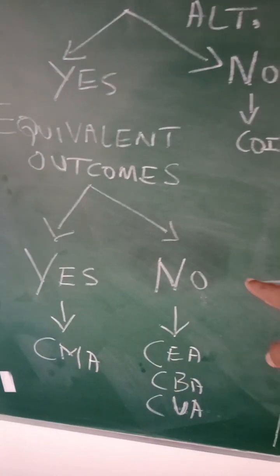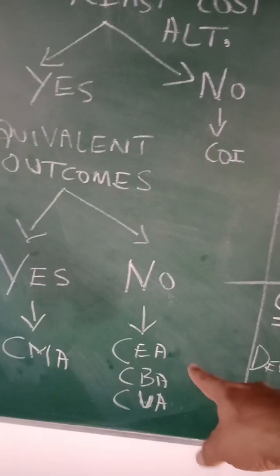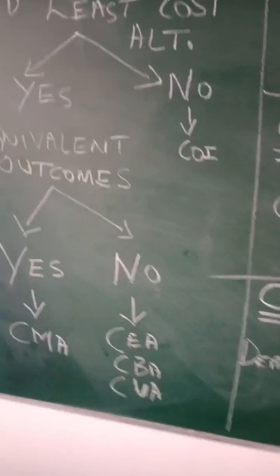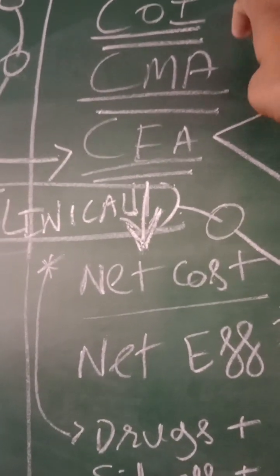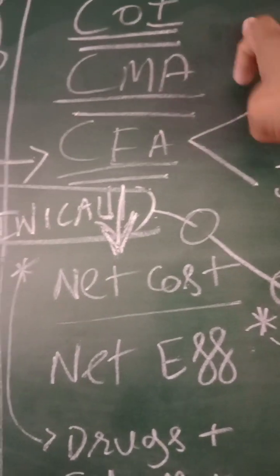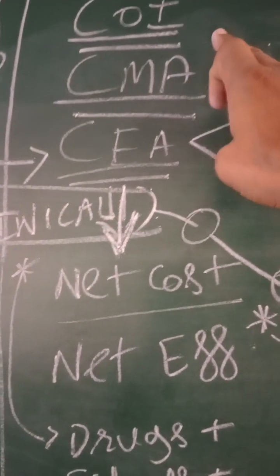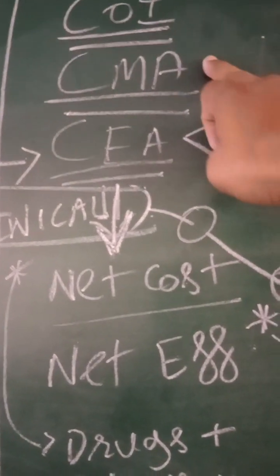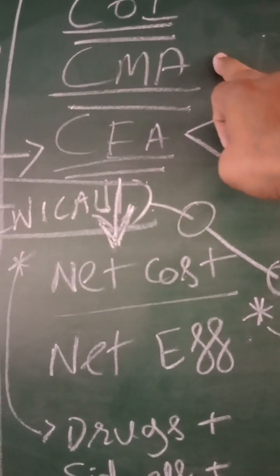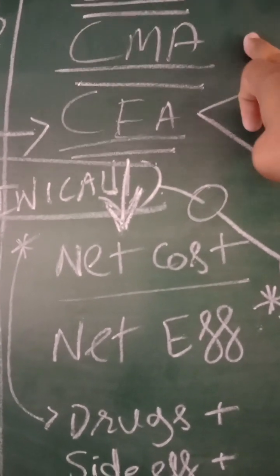But when the outcomes are not going to be equivalent, we have to do a cost effectiveness, cost benefit, or cost utility analysis. Now, cost of illness analysis, we know that it is just the illness cost to manage a particular disease. What is the cost? Cost minimization, we know that the outcome remains the same. Taken for granted that the outcome remains the same, the alternatives are different. And so, which alternative is less costly? That is cost minimization analysis.